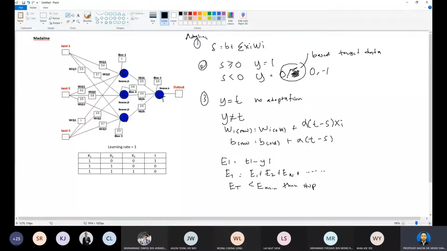For example, in the first iteration you calculate E, which is t1 minus y1, and compare with E minimum. If less, you can stop. If not, you proceed to the second iteration. That is the step for the other line. But for the middle line, as mentioned in the previous class, we skip this. We just focus until this part.